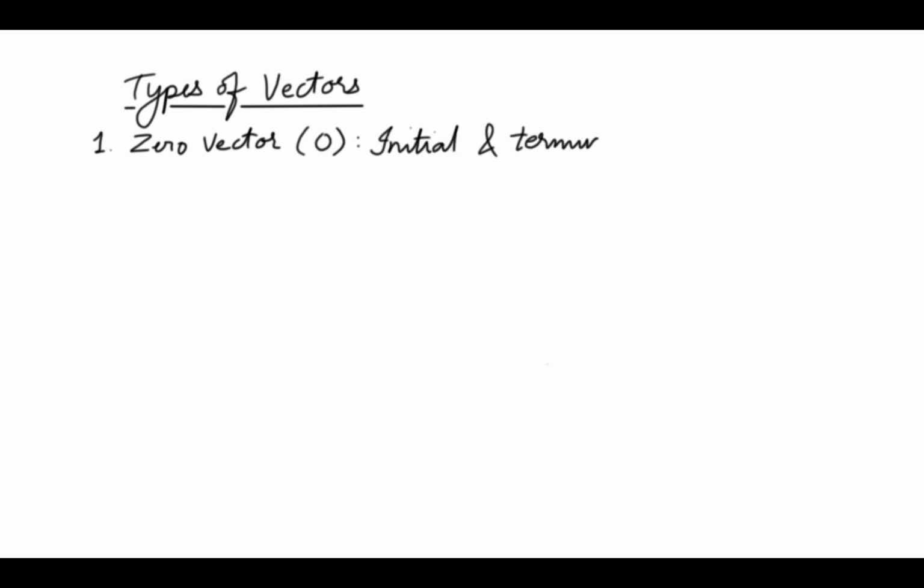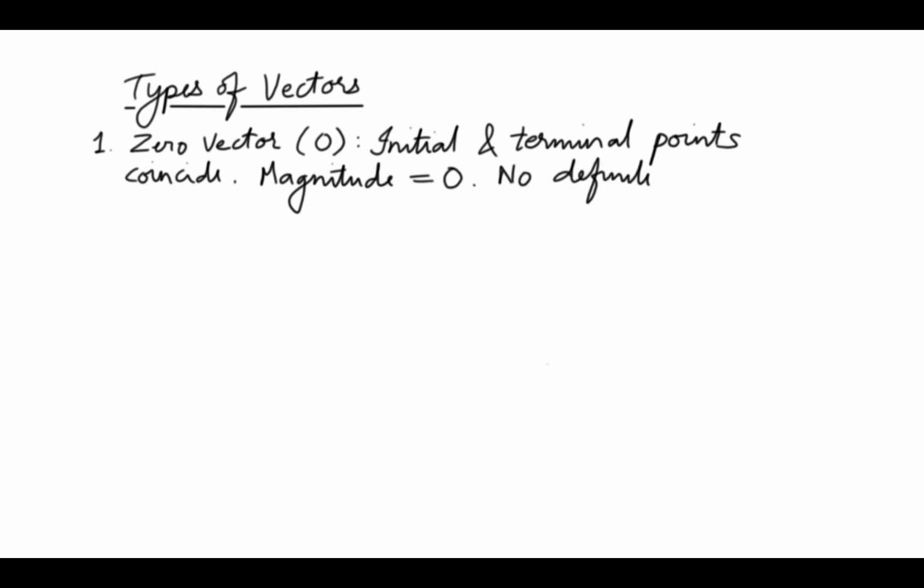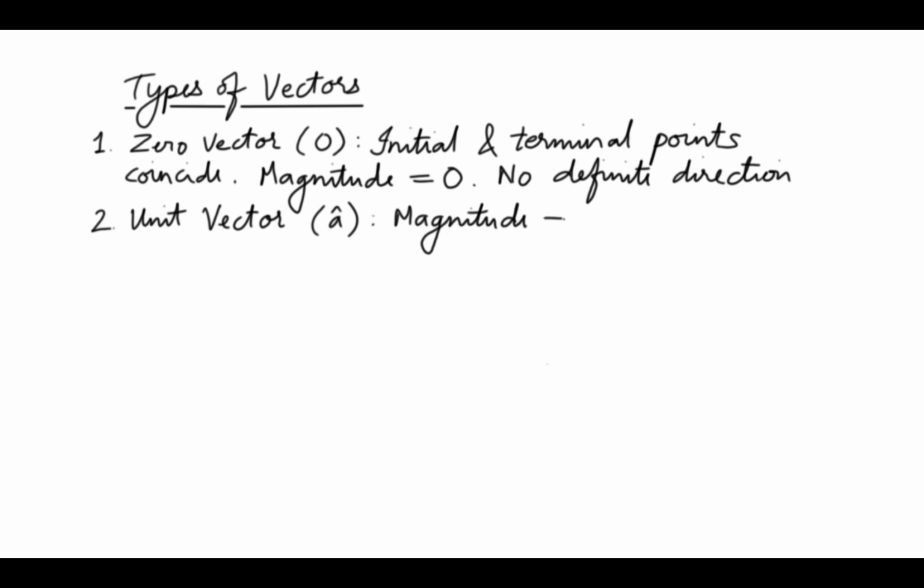Before we jump into calculations, let's quickly classify the types of vectors we will encounter. First is the zero vector. This happens when the starting and ending points are exactly the same, meaning it has zero magnitude and no fixed direction. Second is the unit vector, which is extremely crucial. Its magnitude is exactly 1 unit and we denote it with a cap symbol, A cap.